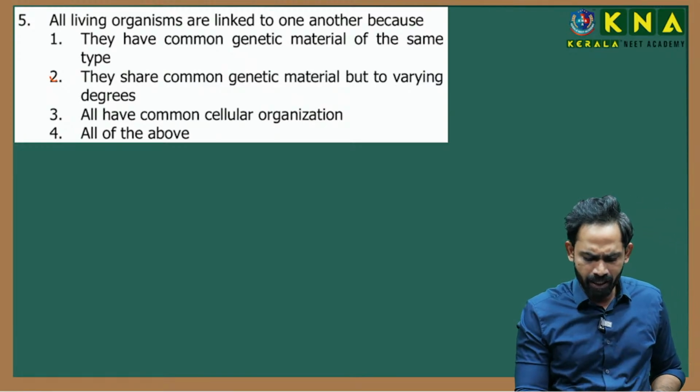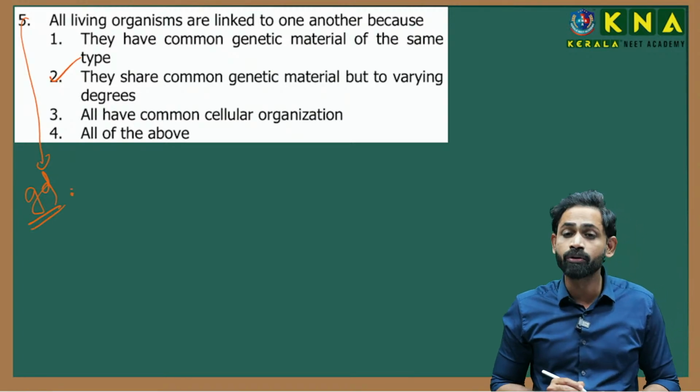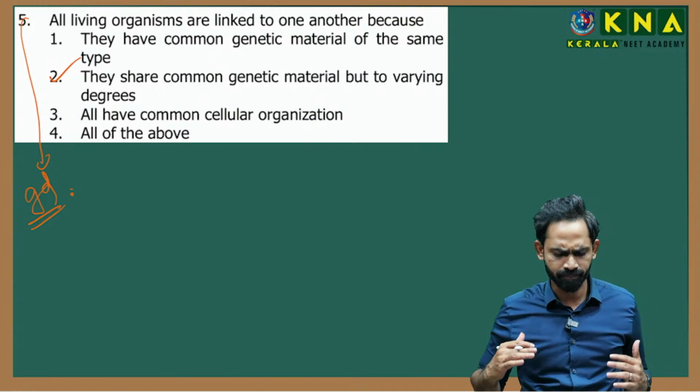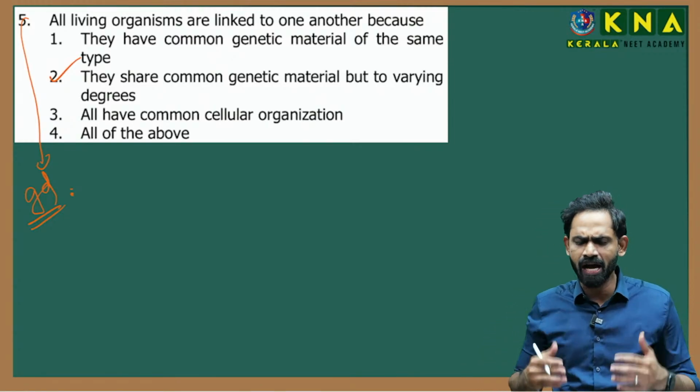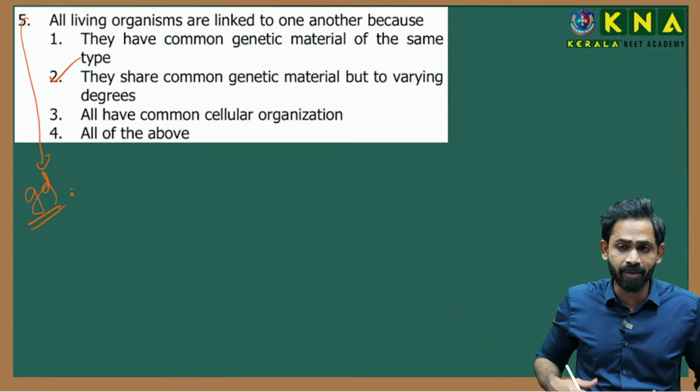Now you can connect this also. Can you consider this a good question? Good. It has its own threshold value. Why? Because first understand this one: all living organisms, do they have common genetic material or not?